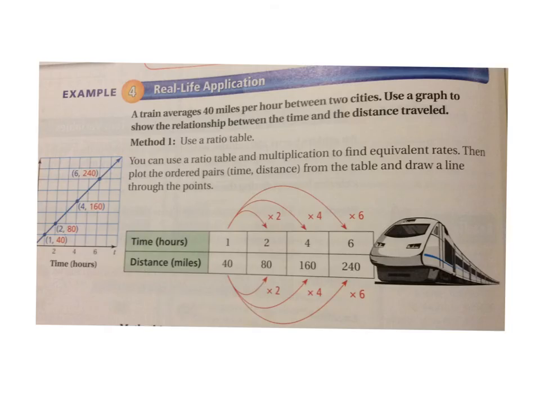This example says a train averages 40 miles per hour between two cities. Use a graph to show the relationship between the time and the distance traveled. Remember that we're using the distance formula, D equals RT.